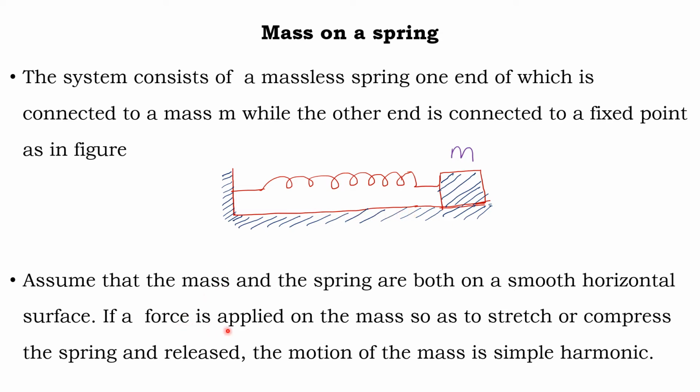The spring and the mass are kept on a frictionless horizontal surface. If a force is applied on the mass so as to stretch or compress the spring and then released, the motion of the mass is simple harmonic. When the spring is compressed or extended by an amount x from its mean position, a restoring force F acts in the spring.